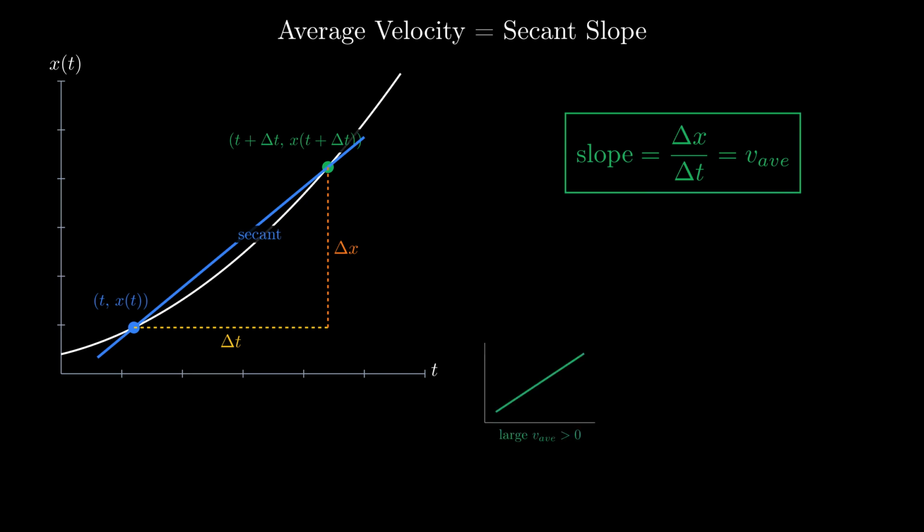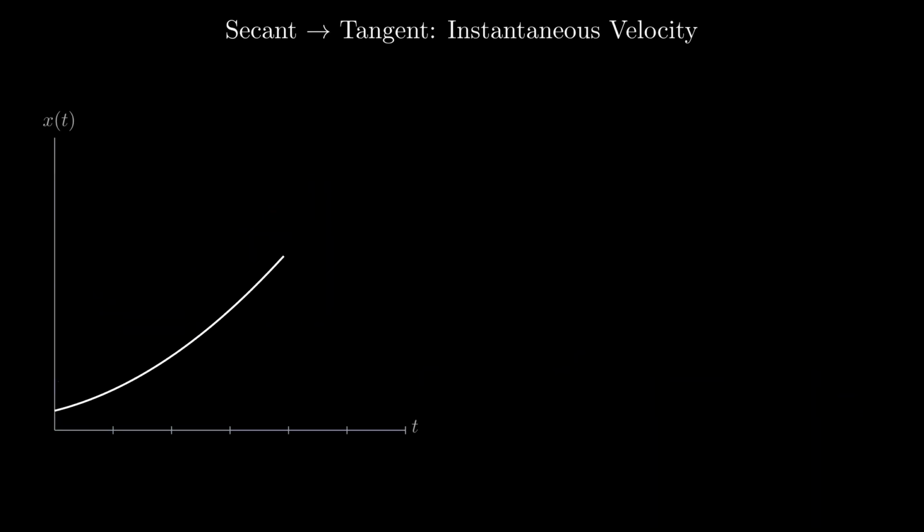A steep secant means large average velocity. A horizontal secant means zero average velocity. A downward sloping secant means negative average velocity. Now shrink that time interval, hold the starting point fixed at time t, and slide the second point closer. As delta t decreases, the secant pivots. With progressively smaller intervals, the secant lines converge towards the tangent to the curve at time t. The tangent slope is the instantaneous velocity.